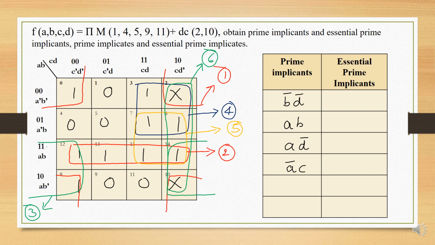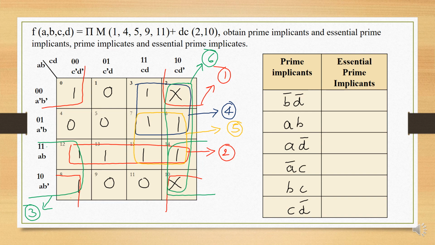Considering group number 5, the rows and columns, we have a prime implicant B, C. And considering group number 6, the last one in the last column, we can have the prime implicant C, D bar. So these are the prime implicants. Let us now write how to identify the essential prime implicants.